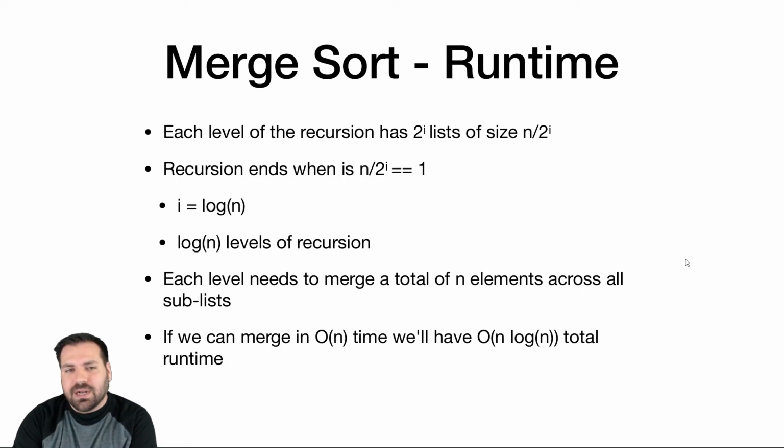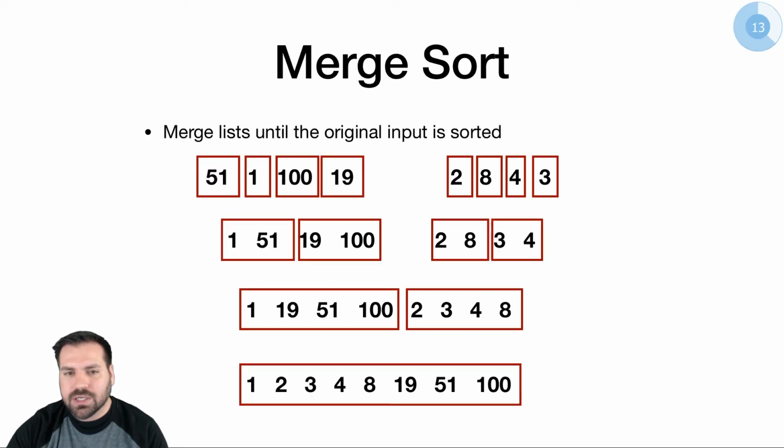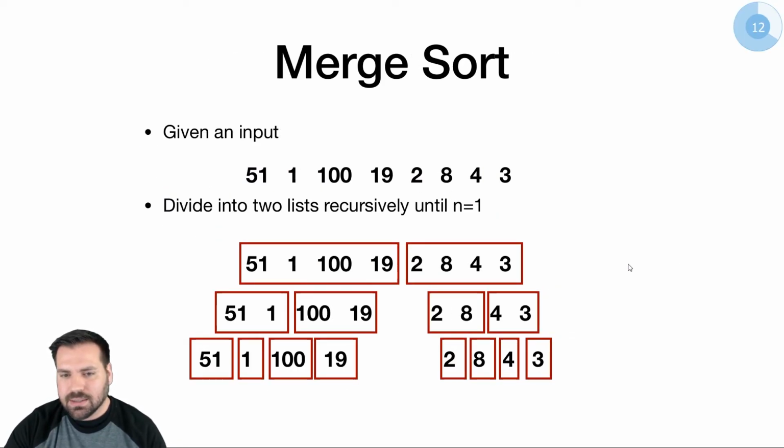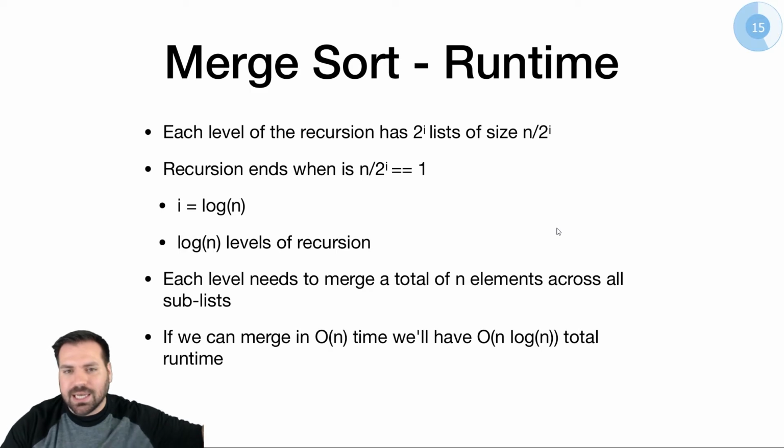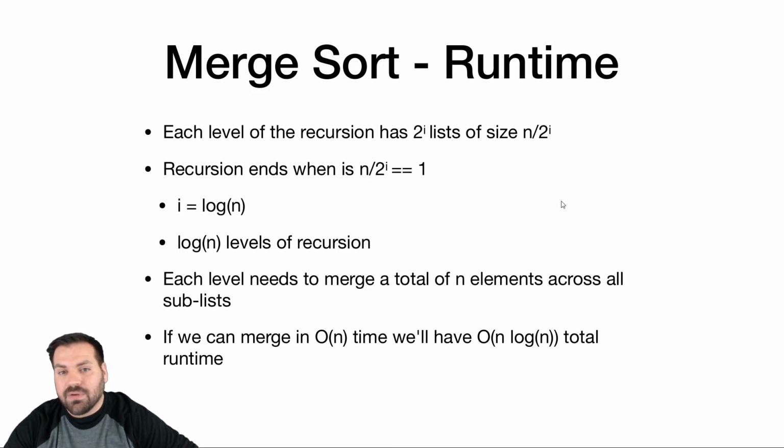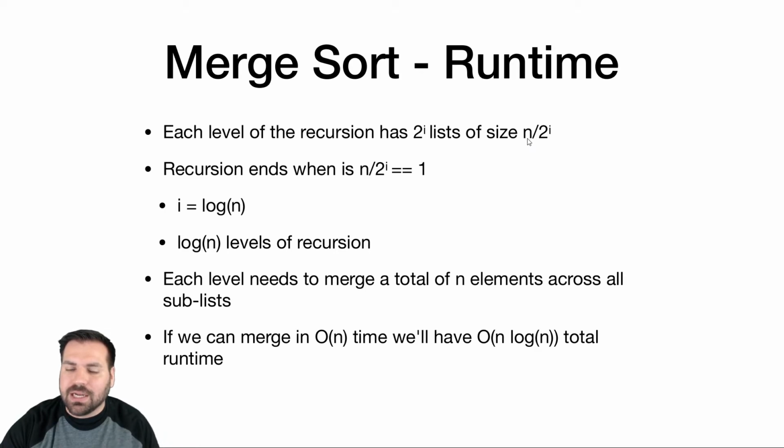So let's do a quick runtime analysis on this. I'm going to call each level of the recursion like this. I'm going to call these levels, where this is level 1, level 2, level 3. For each level of the recursion, if we visualize it as a recursive tree like that, each level of the recursion is going to have 2 to the i lists of size n over 2 to the i. So each time we go down one level of the recursion, we're splitting all the lists in half. So if we're at level i, we're going to have split the initial list in half, i times. So it's n over 2 to the i.